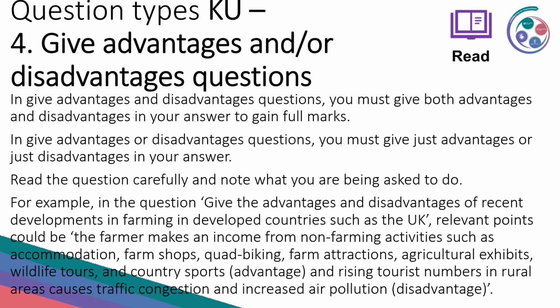For example, in the question, give the advantages and disadvantages of recent developments in farming in developed countries like the UK. Relevant points would be the farmer makes an income from non-farming activities, such as accommodation, farm shops, quad biking, farm attractions, agricultural exhibits, farm wildlife tours and country sports. Those are advantages, and rising tourist numbers in rural areas cause conflict, traffic congestion and increased air pollution, which are disadvantages. Now we'll have a look at the actual question in a minute and also the marking instructions to see how much of that you need to write for each mark.